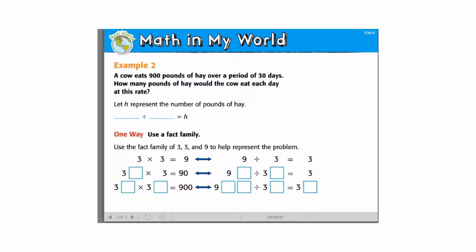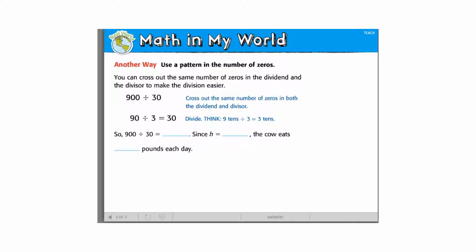Okay, so one way is to use the fact families, which is kind of like what we did, but in our head. Another way is what we did. We used the pattern of the zeros, right? So everybody kind of thinks a little bit differently. So you're probably somewhat using a fact family when you're thinking of 3 into 9, but you're not necessarily writing it all out. So the answer would be 30. So the cow eats 30 pounds of hay each day.